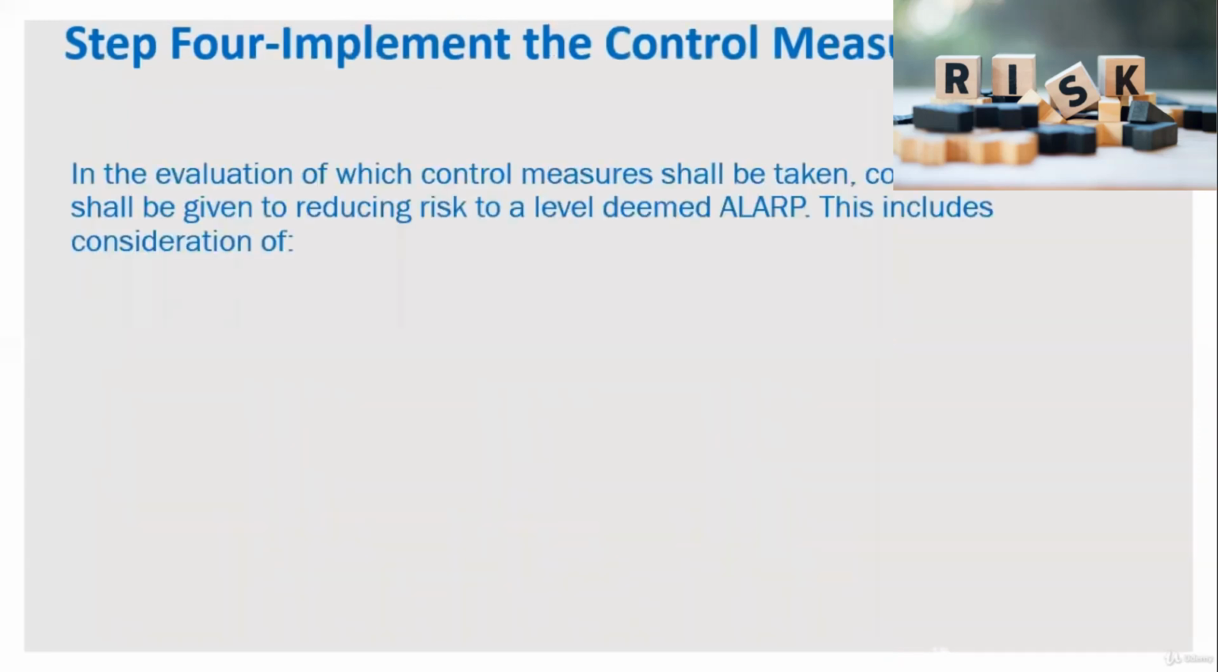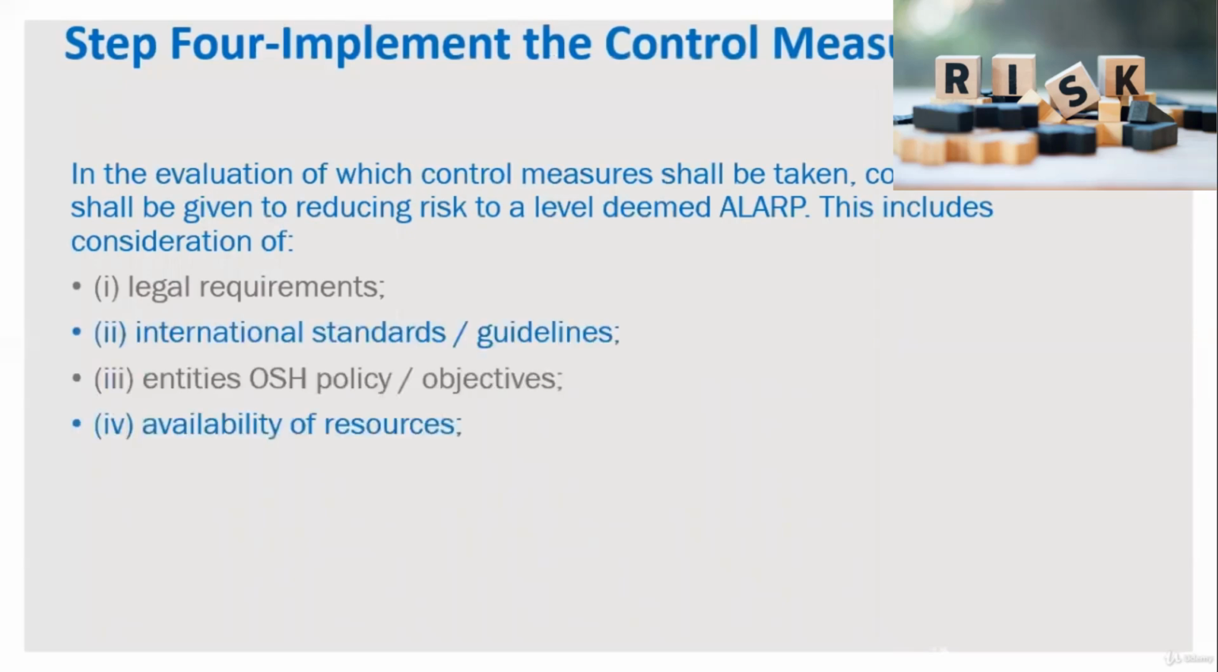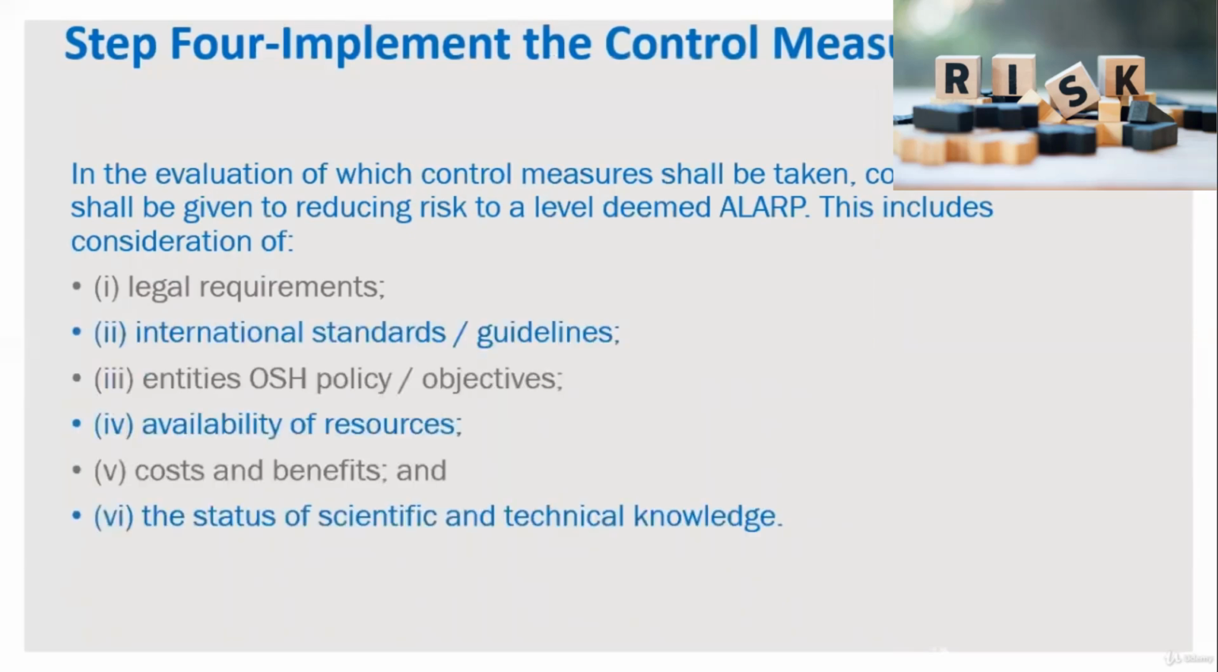Step 4, implement the control measures. So in the evaluation of these control measures, consideration shall be given to reducing the risk to a level as low as reasonably practicable. This includes the consideration of legal requirements, international standard guidelines, entity OSH policy and objectives, availability of resources, cost and benefits, status of scientific and technical knowledge.